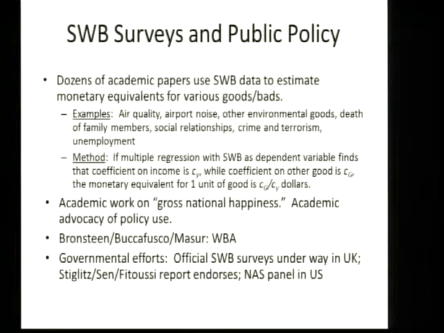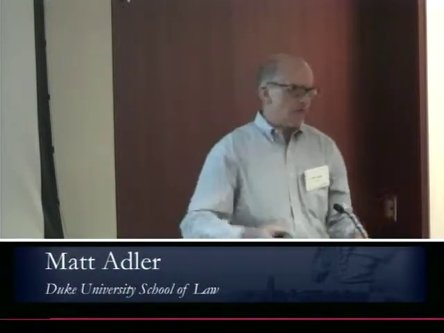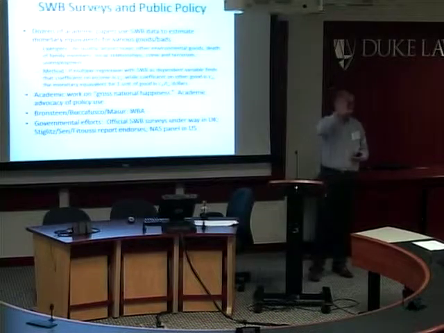Okay, so what I'm more interested in here is the use of this, and again, I'll just say happiness, but I mean SWB data, for public policy. As one tiny part of this vast literature on happiness, but a part which is growing at a fairly fast rate, there are dozens, probably 50 now, academic papers that use happiness data to estimate monetary equivalence for various goods and bads. And I should say, I'm originally a scholar of cost-benefit analysis, and cost-benefit analysis is centered on monetary equivalence. What cost-benefit analysis does, like it or not, is to look at all manner of non-market goods, health, the risk of death, environmental goods, and try to come up with a monetary equivalent.